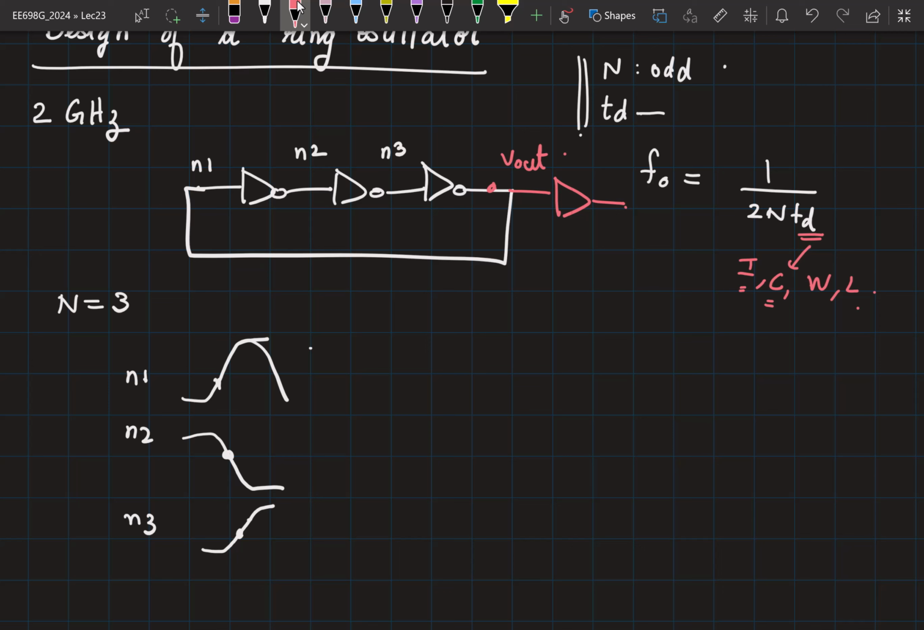So let's say you had a waveform like this and you pass it through a very strong buffer. That buffer is going to sharpen the edges for you, right? So that will do a capacitance imbalance, right? If you need all the phases to be equal, then adding a single buffer here is a problem.